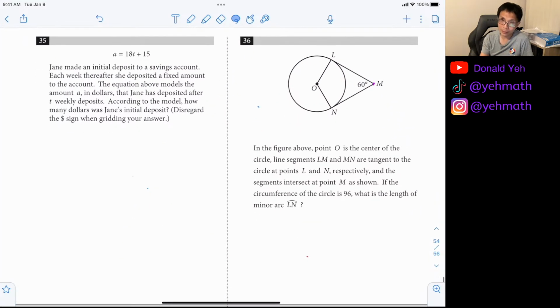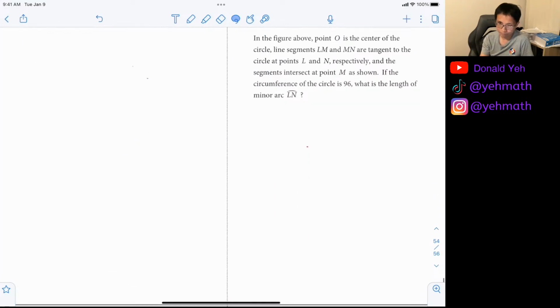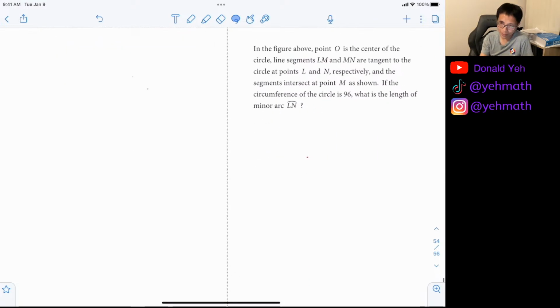So Maya, Zach, I need to see your faces, because I don't want to see a black screen. If I see a black screen, I'll kick you out.